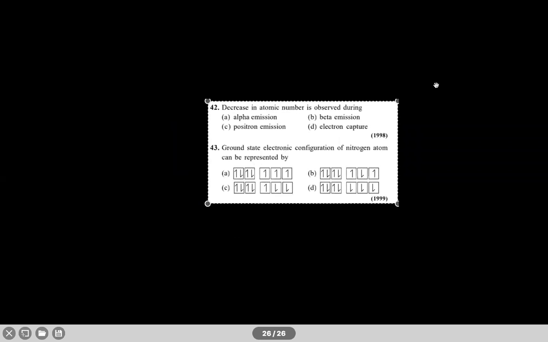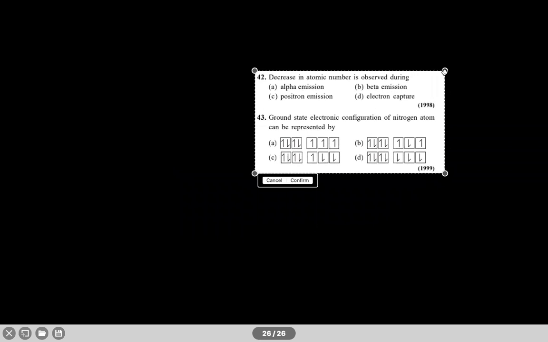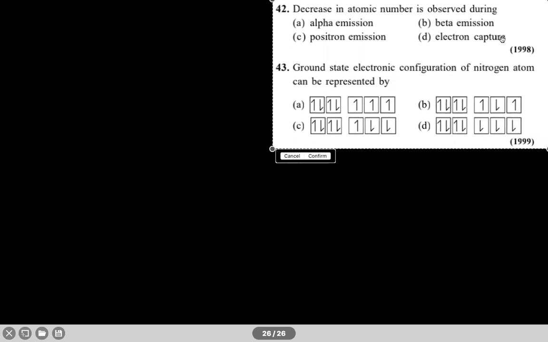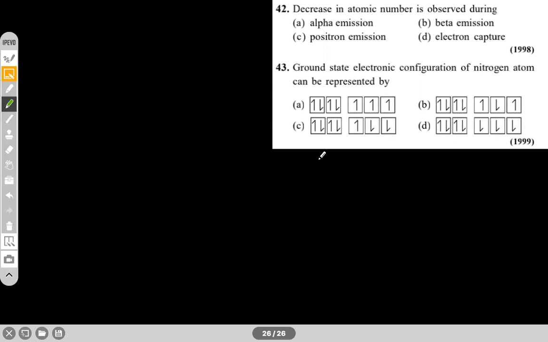Okay, next question you see. Decrease in atomic number is observed during what? Okay, so this one is an information based question. You should know the relation here, what happens in alpha emission, what happens in beta emission, etc. Suppose you have an atom, I'm taking X, with mass number A and atomic number Z. If it goes under alpha emission, right?